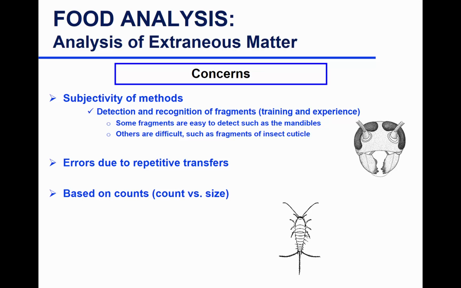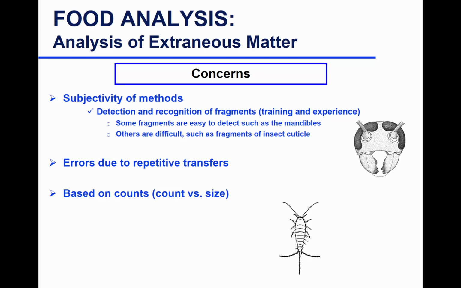There are several concerns for methods of analysis. First of all, subjectivity, because we're counting insect parts, and if somebody's doing it without a lot of experience, they might miscount some fragments or not recognize them as insect fragments. So training and experience is required. Some fragments of insects are really distinguishable, like the mandibles. Others are hard to decide whether or not they are insect parts, such as fragments of the insect cuticle, the outer layer of the insect.